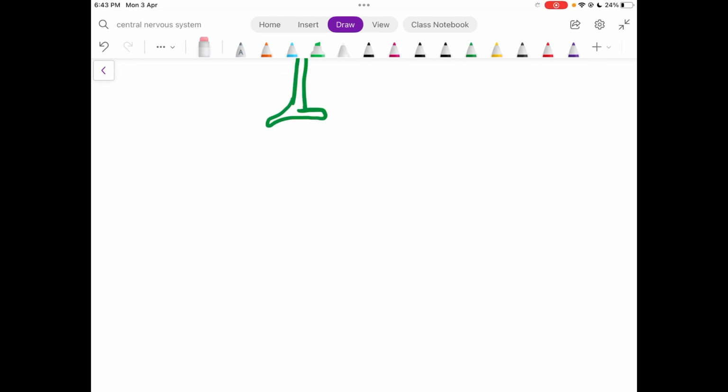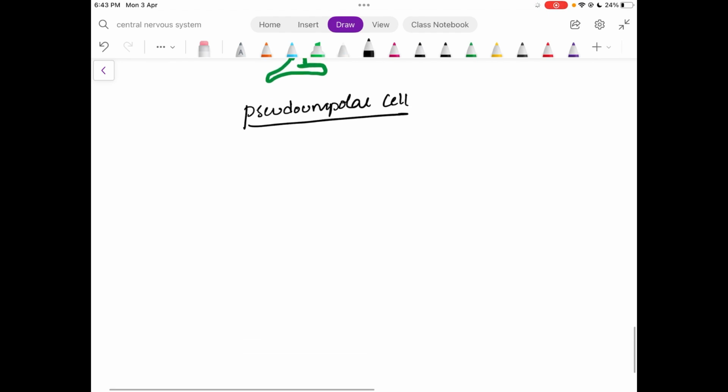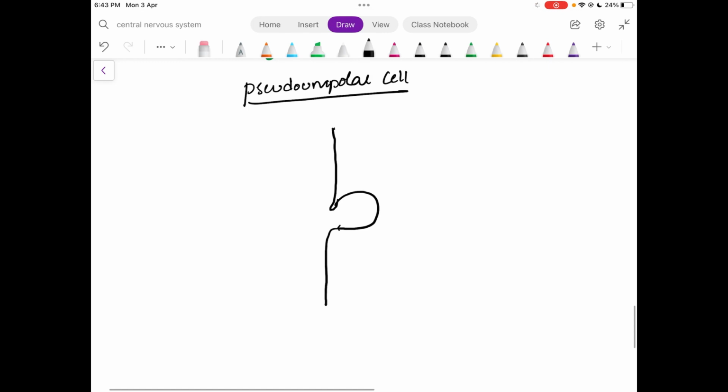And next we'll discuss the pseudo-unipolar cell. This pseudo-unipolar cell will have a cell body, and this cell body will have a bifurcated process, that is, a single bifurcated process.